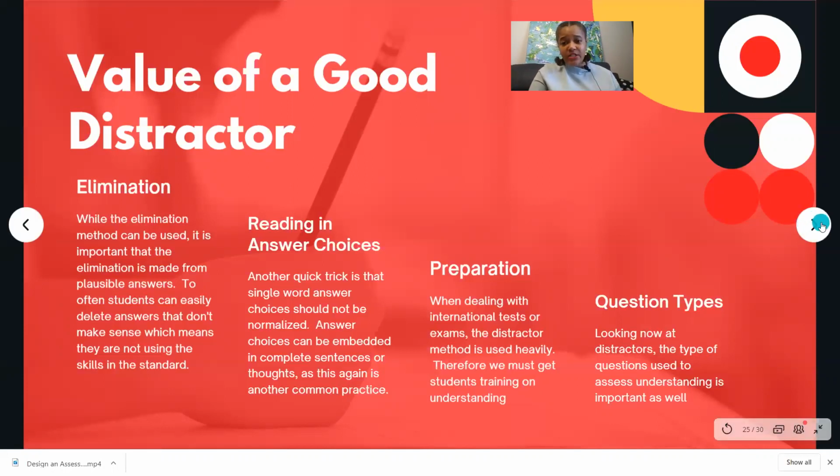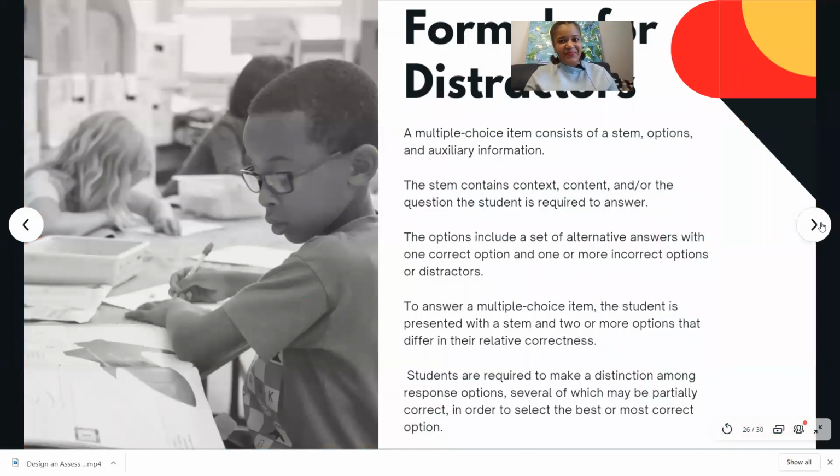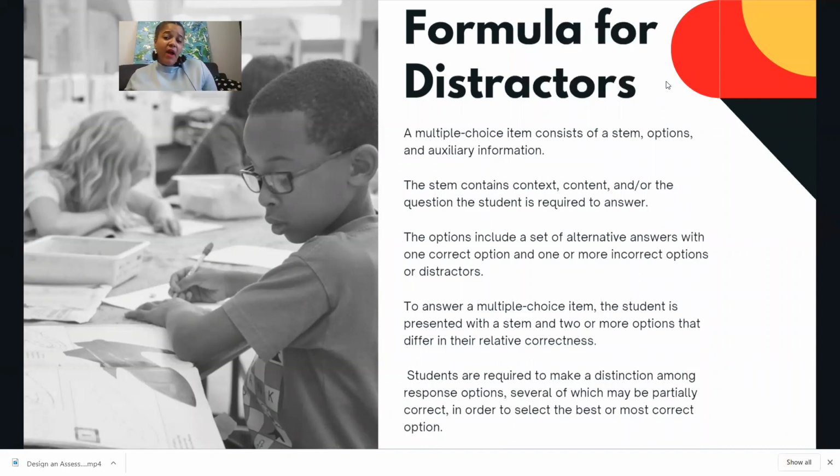You should have distractors in your testing. So real quick, going over once again the formula for distractors, or just even writing test questions, is the following. A multiple choice item consists of a stem, options, and auxiliary information. Now, you don't have to have a multiple choice item, but you do need to have a question that requires processing and level 4 skills. So when you talk about fill in the blanks, is it really doing something that's analyzing and having students apply, or are they simply recalling information?